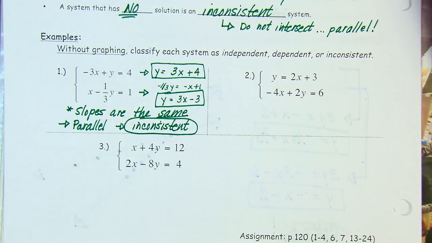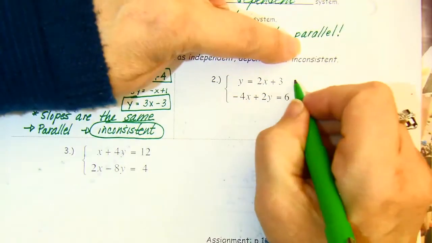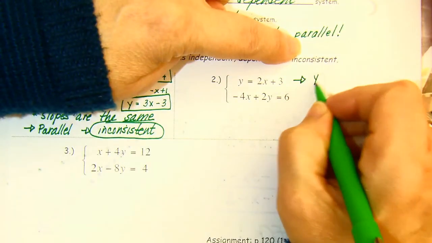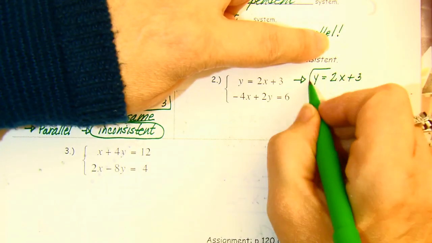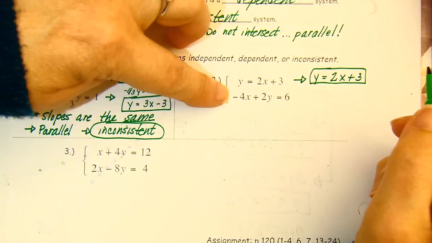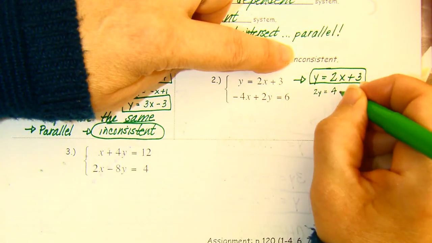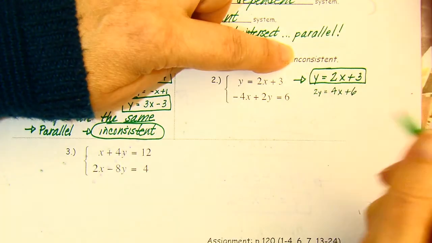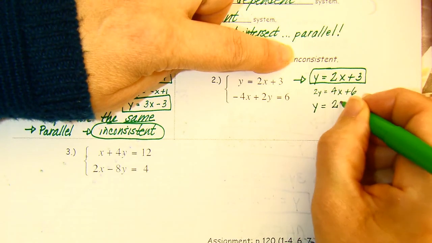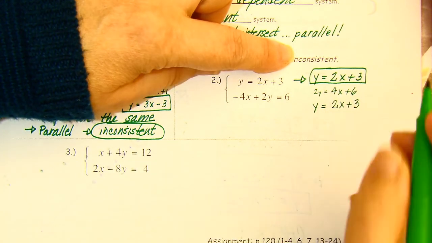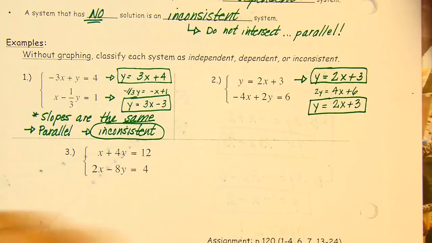Okay, example 2, we're going to do the same thing. Put them in y equals form. This one, yay me, it's already in y equals form. y equals 2x plus 3. This one is not. 2y equals 4x plus 6. Divide by 2. y equals 2x plus 3. Oh, look at that. It's the same equation.